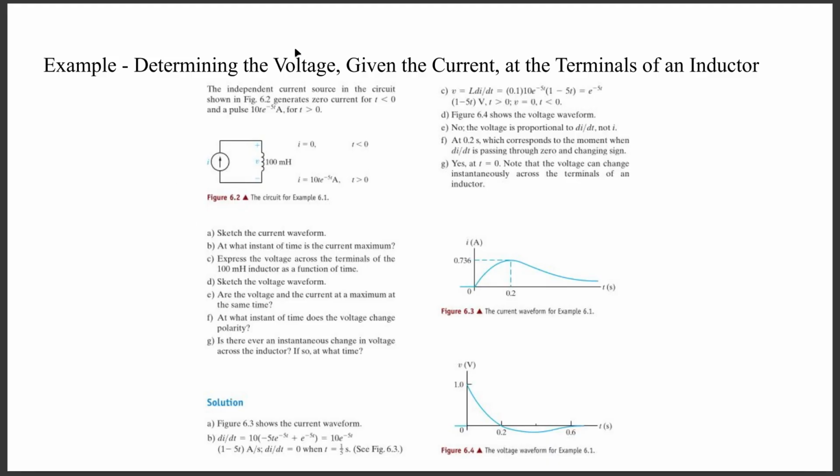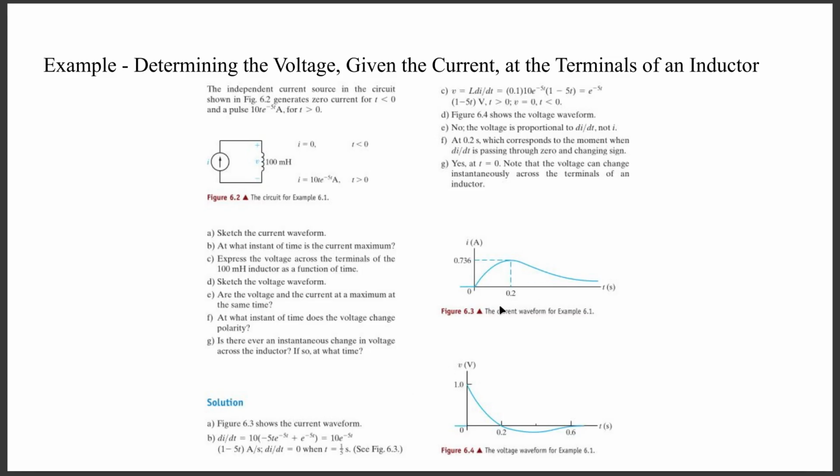Example: determining the voltage given the current at the terminals of an inductor. The independent current source in the circuit shown below generates 0 current for t less than 0, and a pulse of 10 t e to the negative 5t amps for t greater than 0. A, sketch the current waveform. B, at what instant of time is the current maximum? C, express the voltage across the terminals of the 100 millihenry inductor as a function of time.